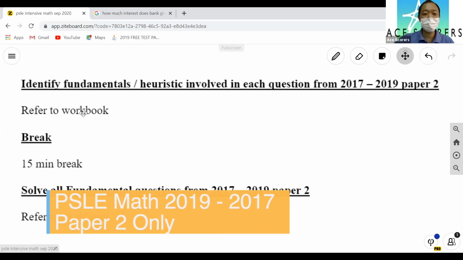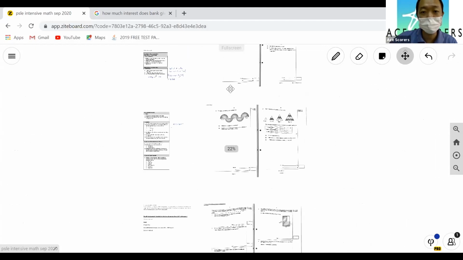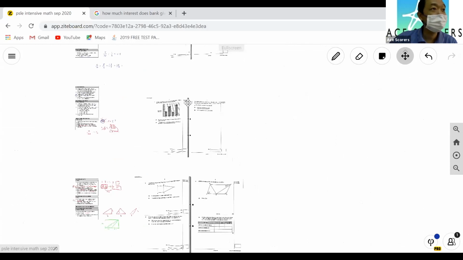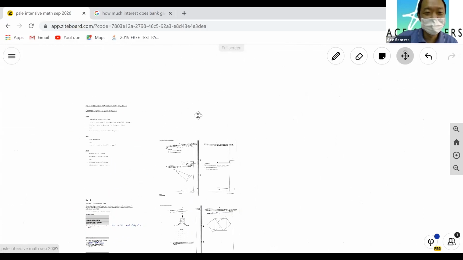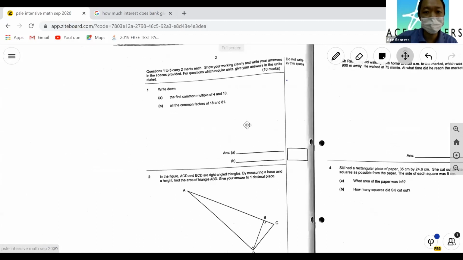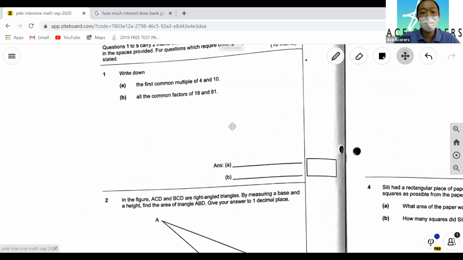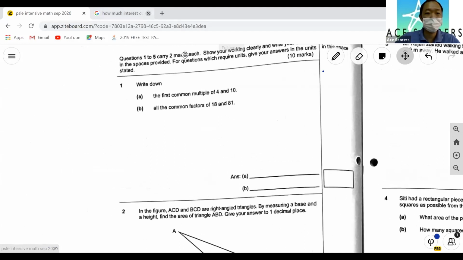The fundamental questions, right? So let me go to my workbook. Okay, so let's take a look. All right, we're gonna try. We're not gonna do every single one of them. We're just gonna try a few because every one of you has this booklet, right?